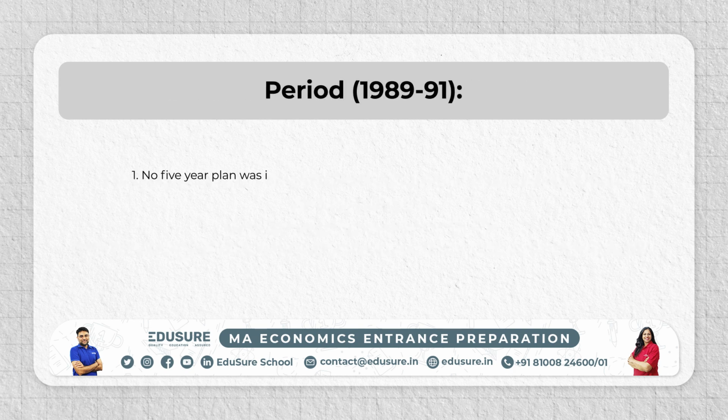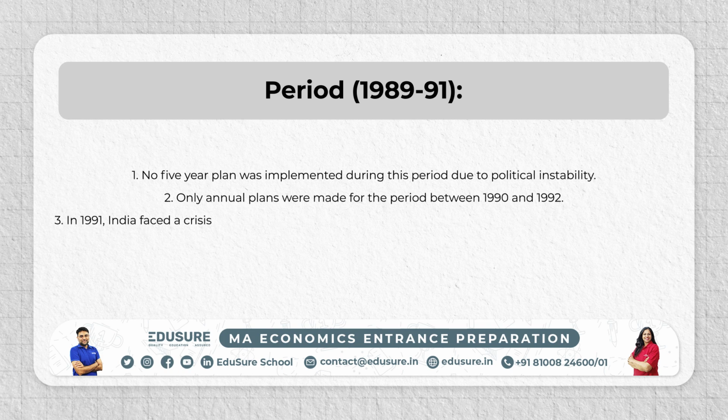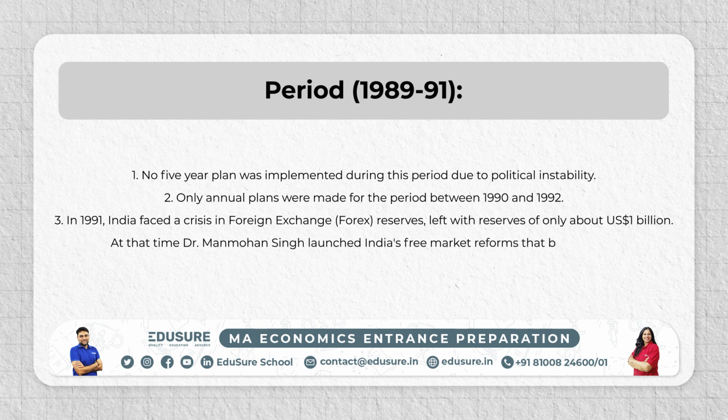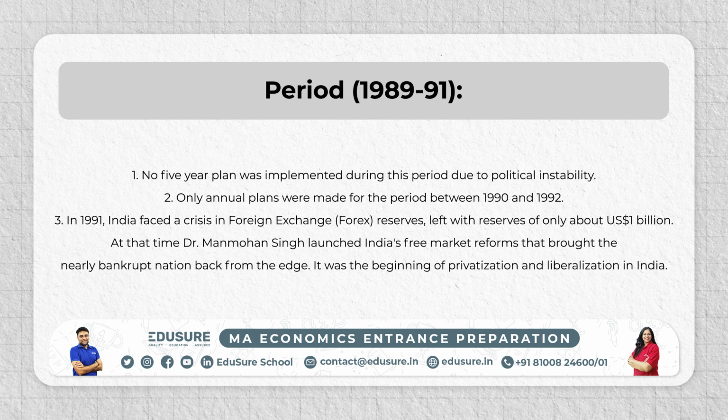Period 1989 to 91. No Five-Year Plan was implemented during this period due to political instability. Only annual plans were made for the period between 1990 and 1992. In 1991, India faced a crisis in foreign exchange (forex) reserves, left with reserves of only about $1 billion, and at that time Dr. Manmohan Singh launched India's free market reforms that brought the nearly bankrupt nation back from the edge. It was the beginning of privatization and liberalization in India.